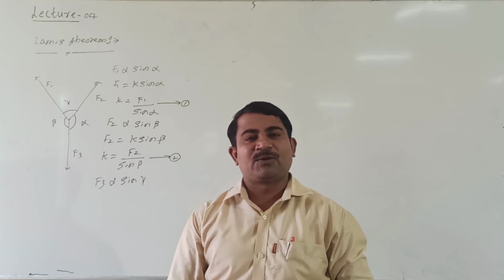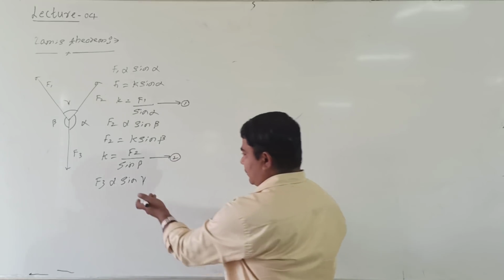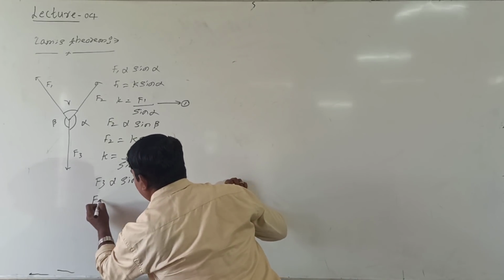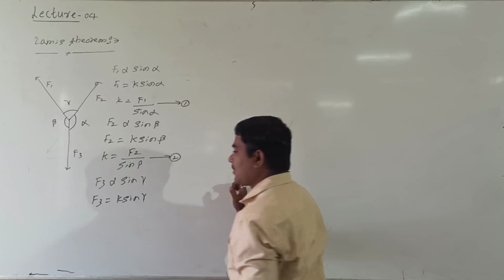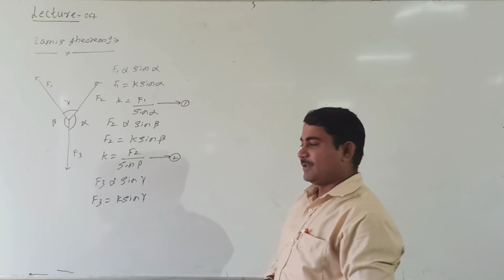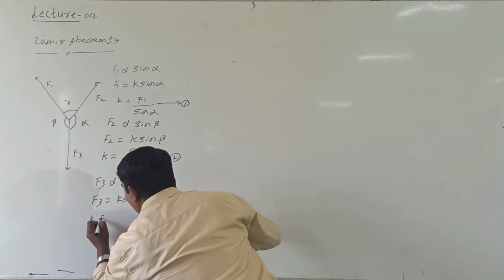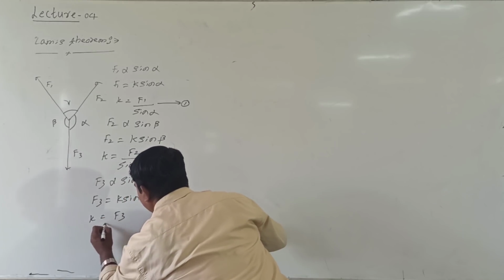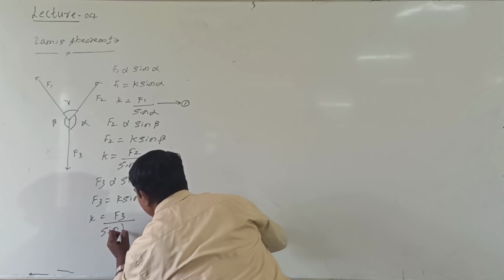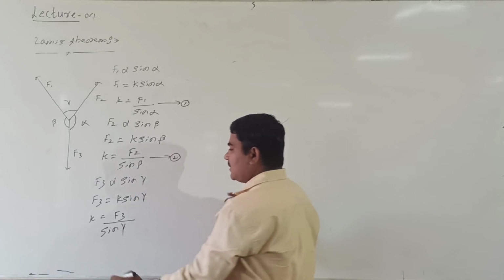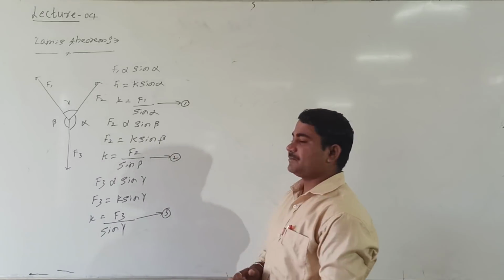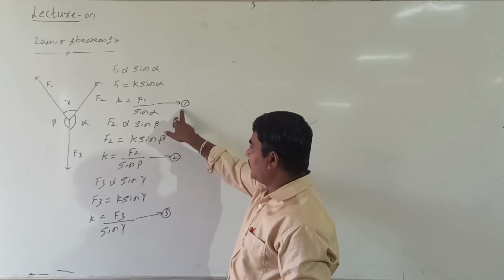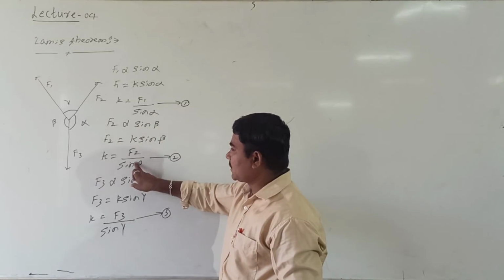F3 is directly proportional to sine gamma. Then F3 equals a constant times sine gamma, or K equals F3 divided by sine gamma. This is equation number 3. From equations 1, 2 and 3, here K, here also K, here also K.